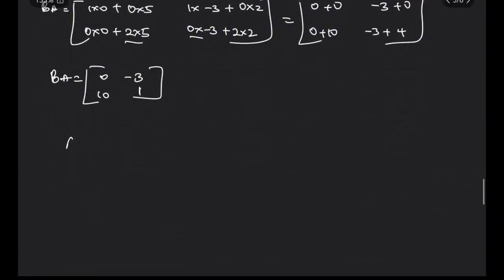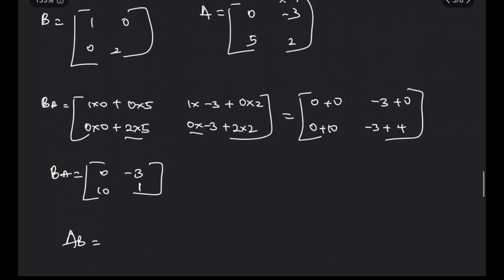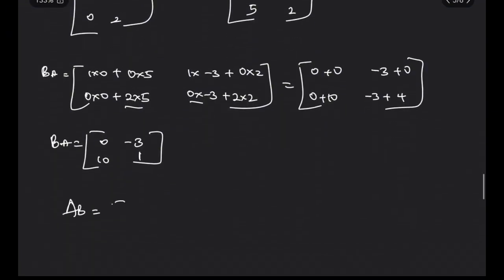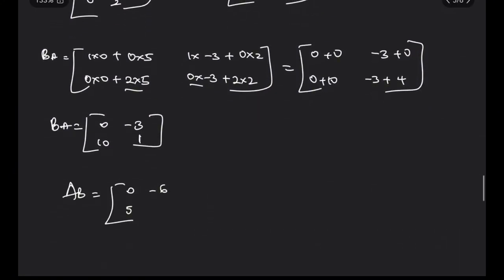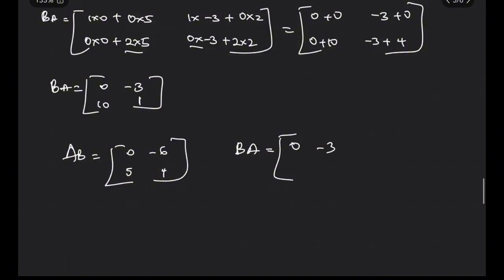So let's compare. What did we have for our AB? AB is what? We got 0 minus 6, 5 and 4. And for our BA, we got 0 minus 3, 10 and 1. So we can say therefore, or hence, AB is not equal to BA.